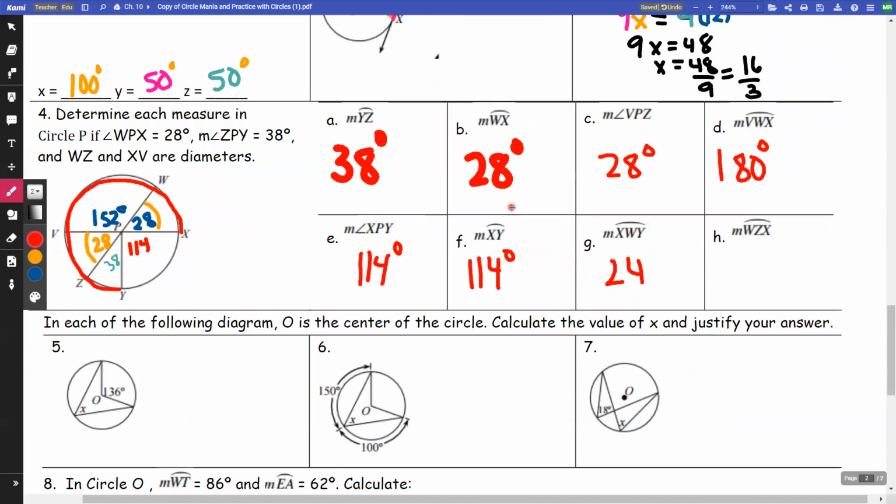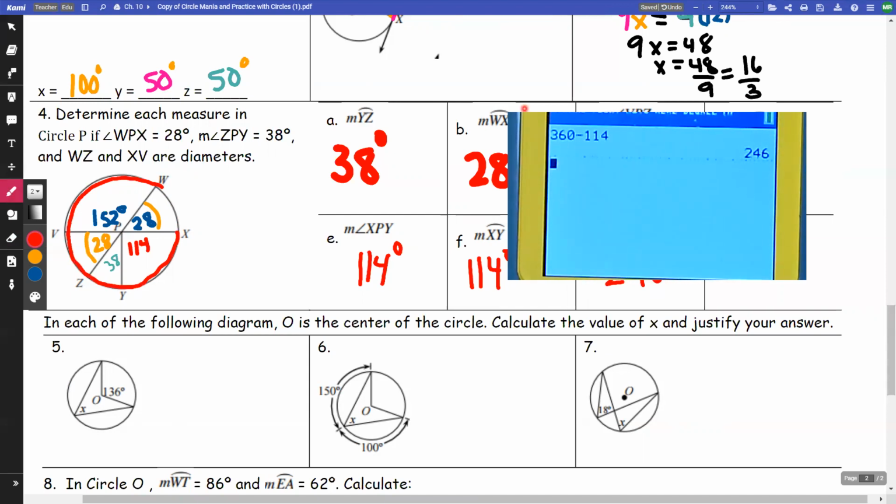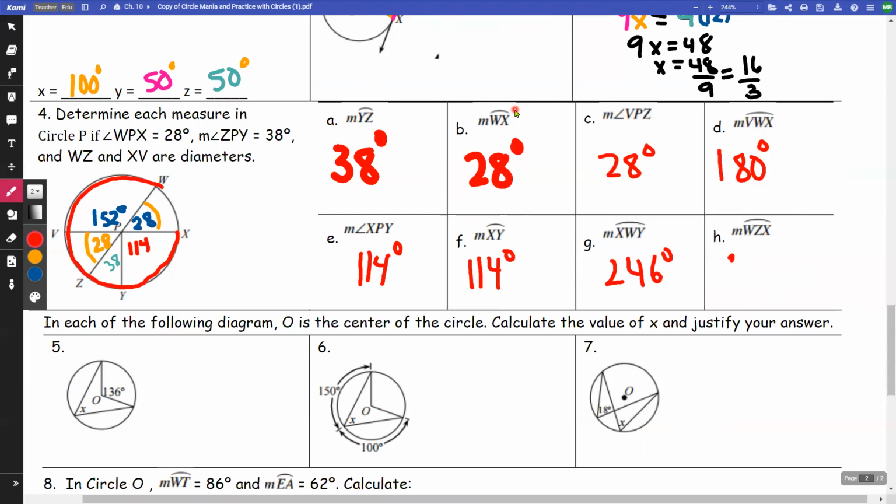And the last one here, we're looking at WZX. So WZX would be going all the way to here. And so that is going to be 360 minus 28, which is 332 degrees.